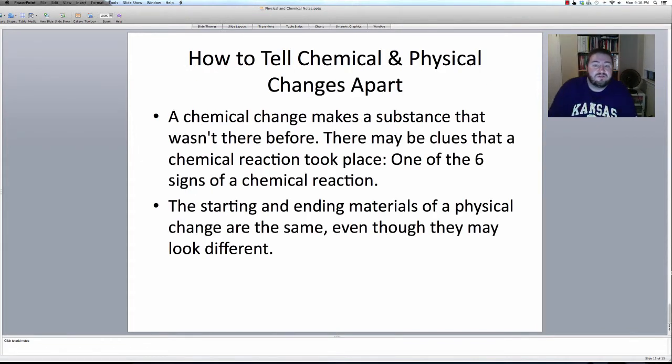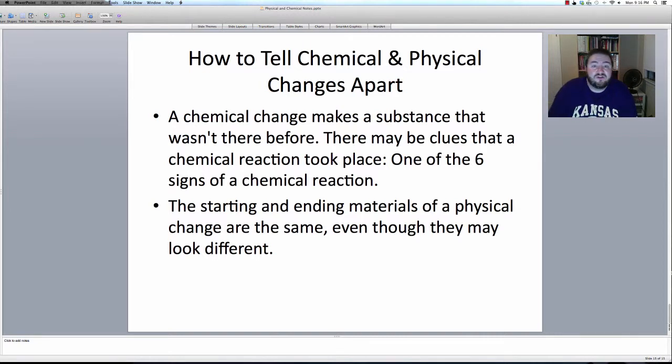So how to tell chemical and physical changes apart? A chemical change makes a substance that wasn't there before. There may be clues that a chemical reaction took place, one of those 6 signs that we just talked about of a chemical reaction. For physical reactions, the starting and ending materials of a physical change are the same, even though they may look different. So same stuff, looks different, nothing new is produced, must be a physical change or a physical reaction.